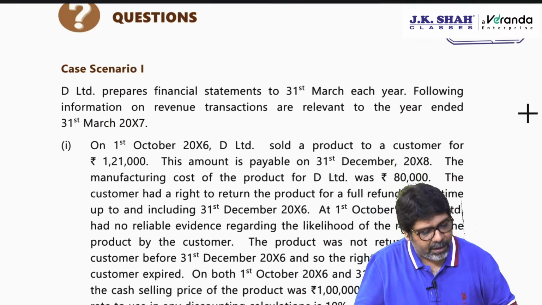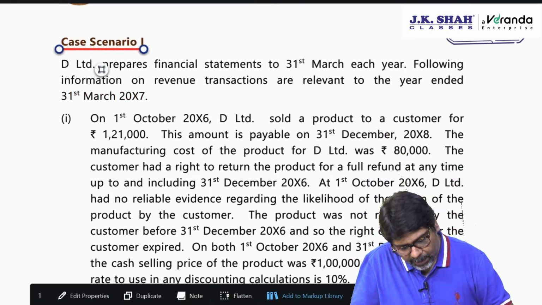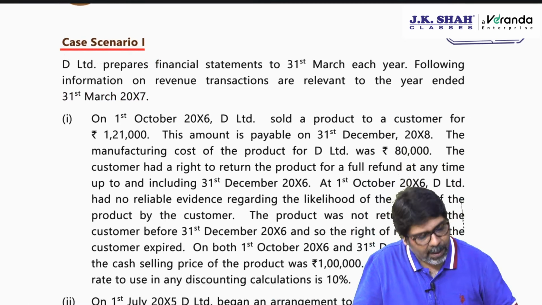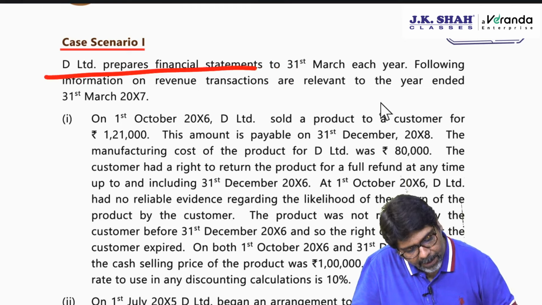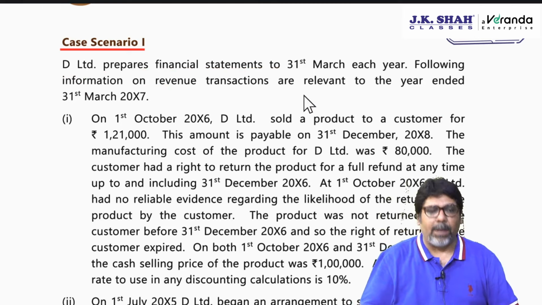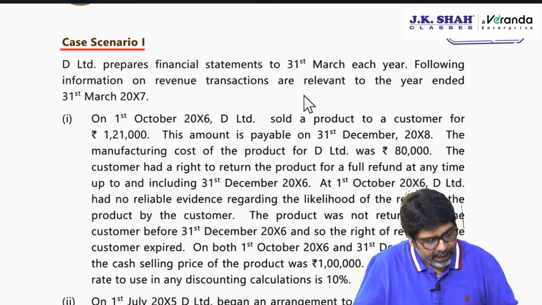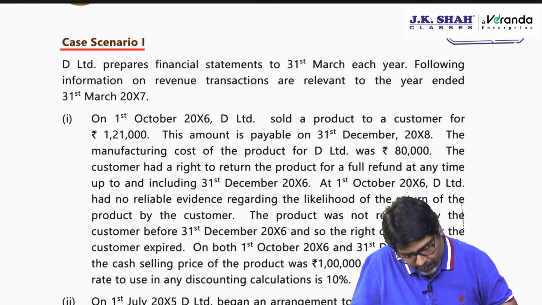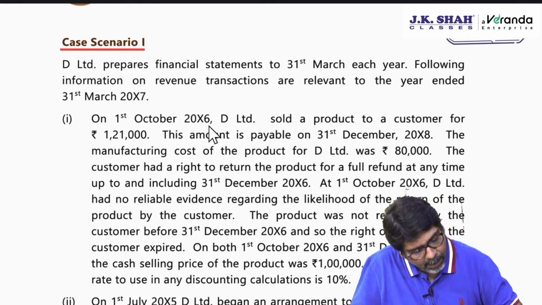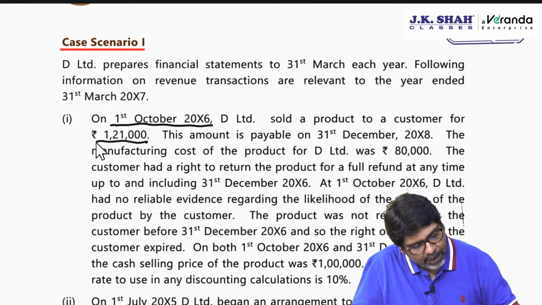This is your MCQ section, starting with case scenario 1. In case scenario 1, D Limited prepares its financial statements on 31st of March each year. The information on revenue transactions is relevant to the year ended 31st of March 2007. On 1st October 2006, D Limited sold a product to a customer for 1,21,000.